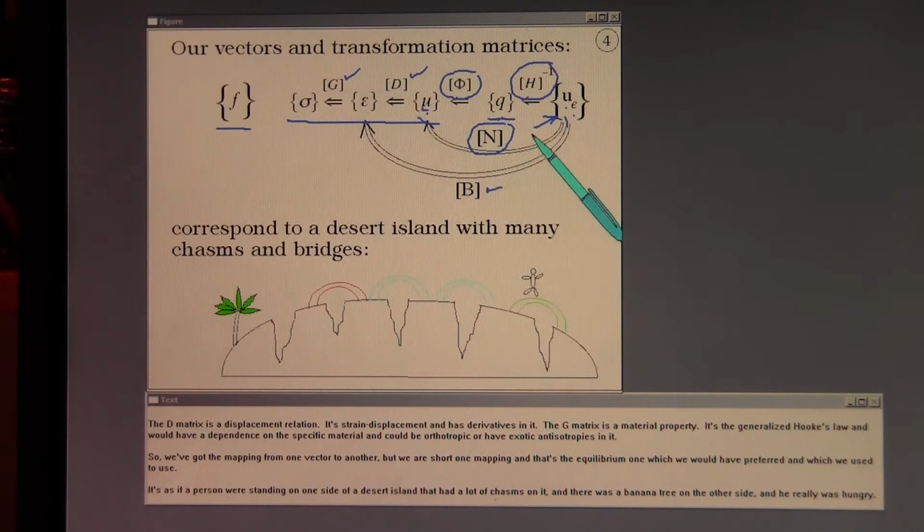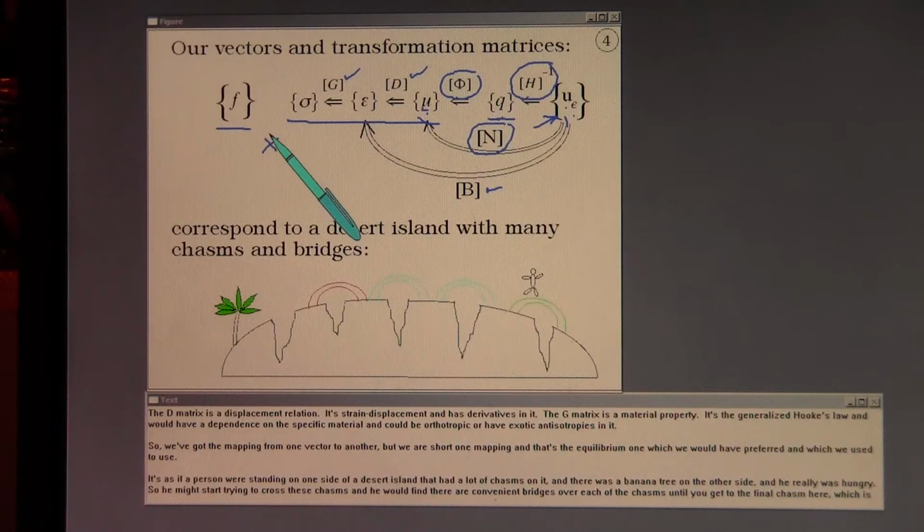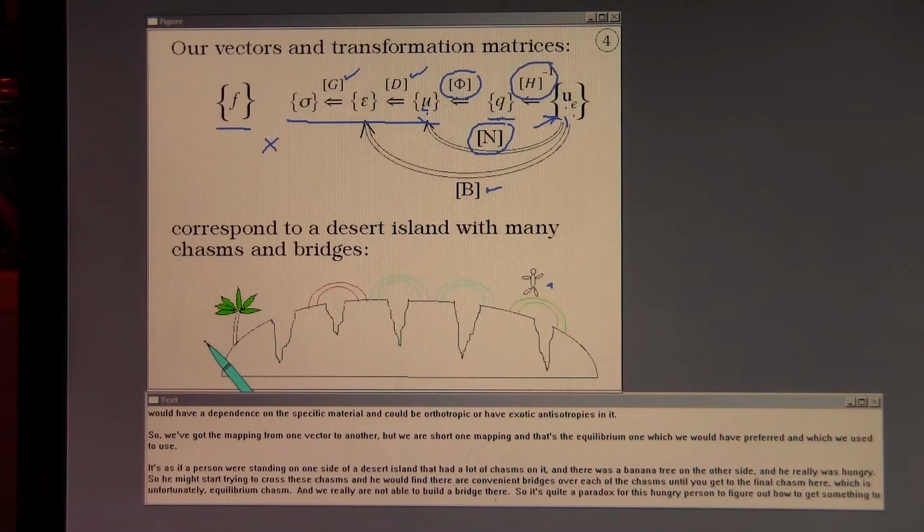So we've got the mapping from one vector to another, but we are short one mapping, and that's the equilibrium one, which we would have preferred and which we used to use. It's as if a person were standing on one side of a desert island that had a lot of chasms on it, and there was a banana tree on the other side, and he really was hungry.